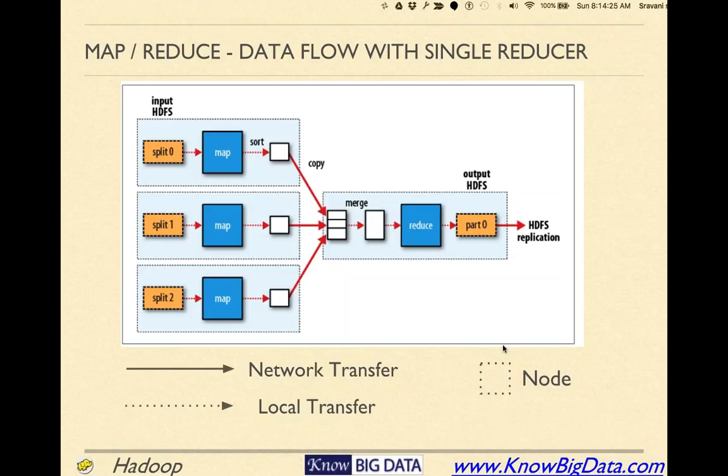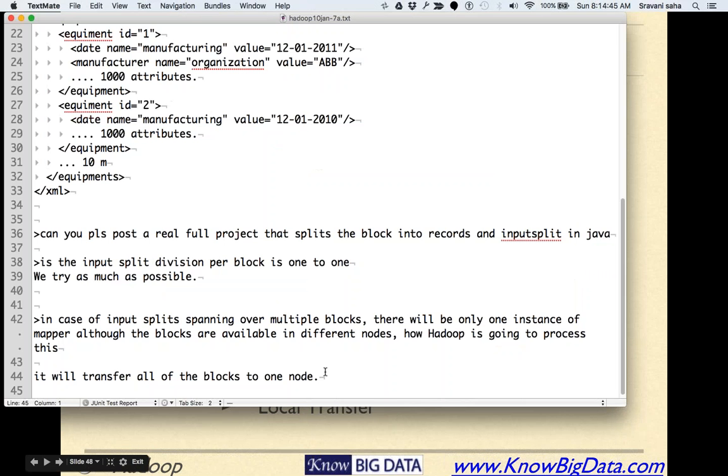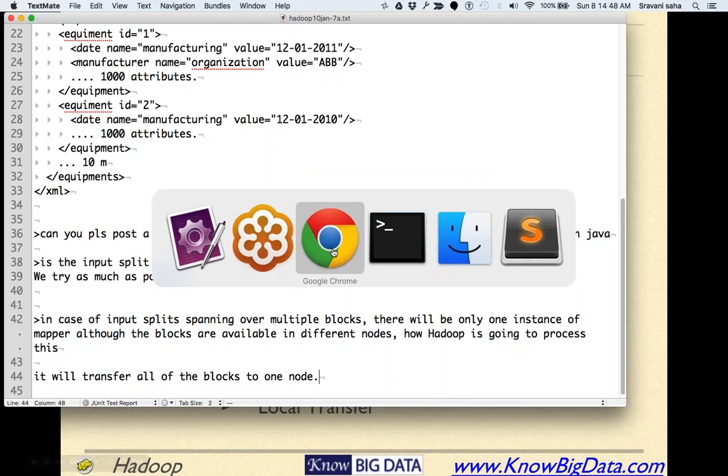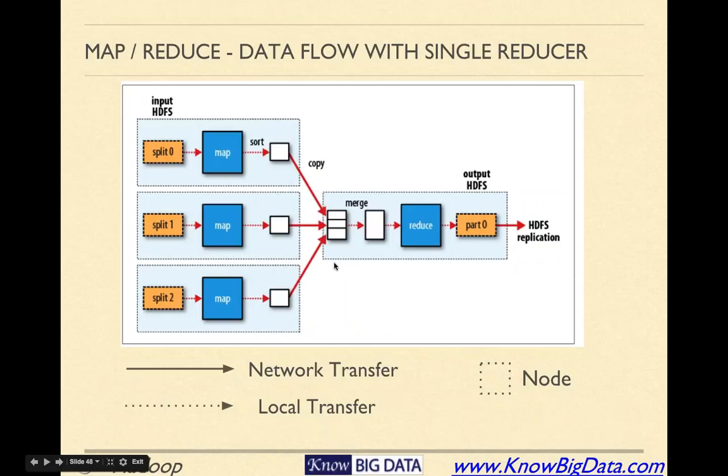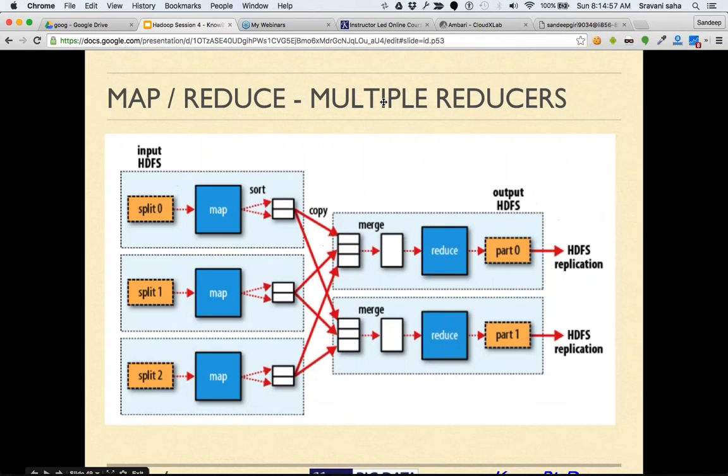The first question is, I'm not clear on input split and the record division, which one is created first. So I'll tell you this part. This whole process is quite interesting. First the input split boundaries are created, and then the records are created out of the input split boundaries. I'll show you this. I think this should give you a better idea.